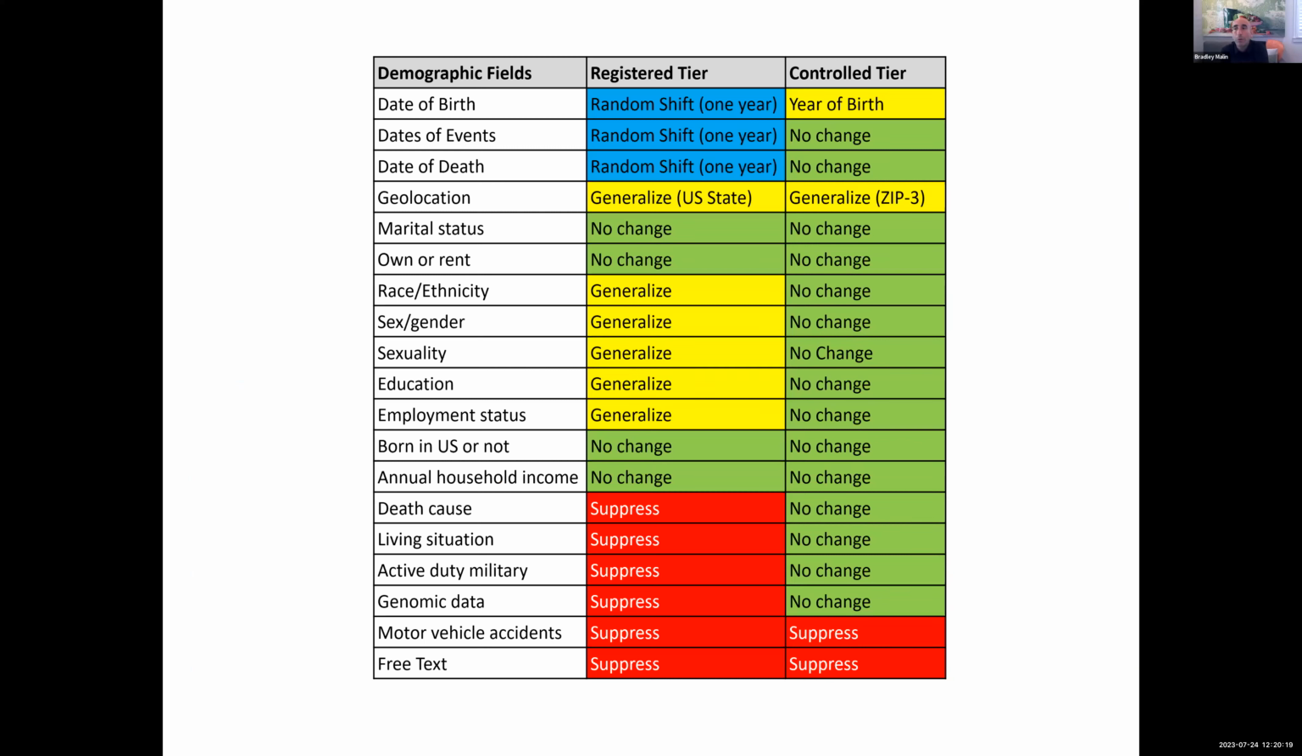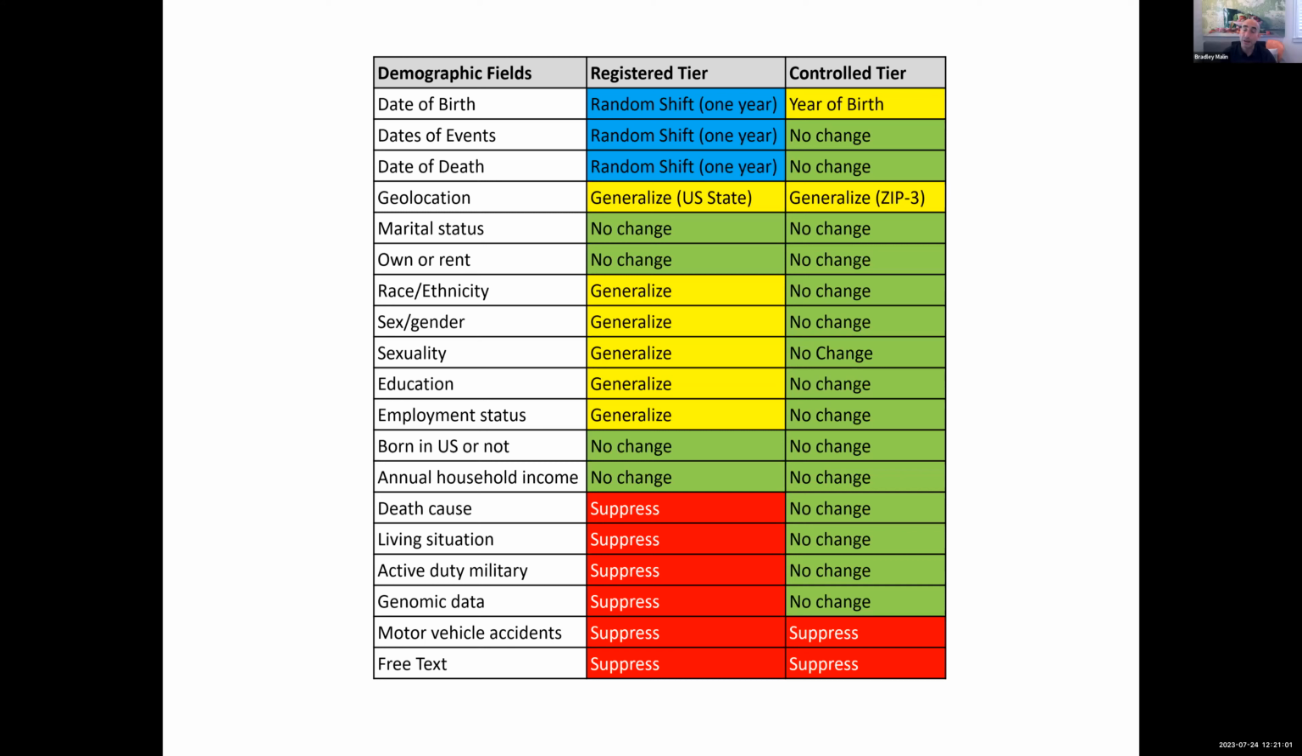So this is a super high-level perspective on what is in these different tiers. Like, what were we concerned about? So things like dates of birth or dates of death or dates of events. In the registered tier, where we're going to be going in a much more broad public manner, we do something very similar to what HIPAA says, which is to have about 1 year of ambiguity around these events. So we do random shifts on a per-patient basis. We generalize where exactly they live to the US state, and we make some specific edits towards some of the smaller vulnerable populations with respect to race, ethnicity, sexual orientation.